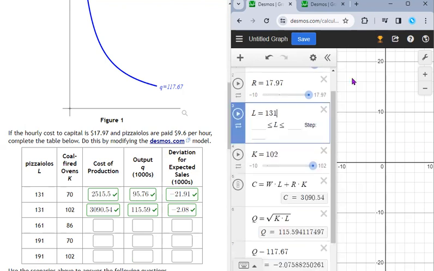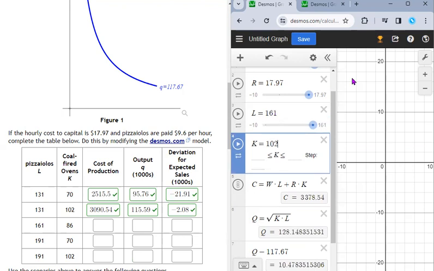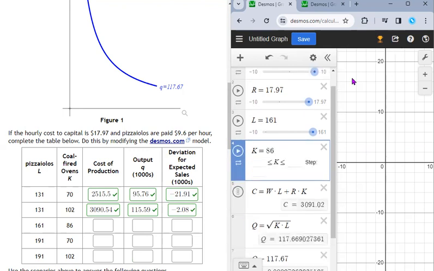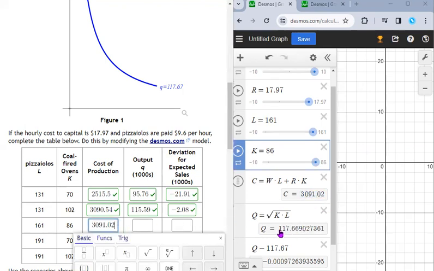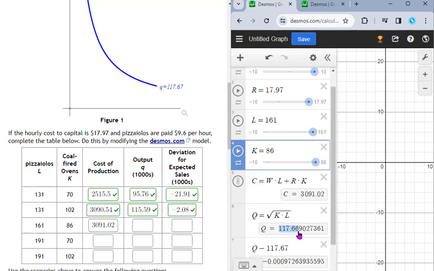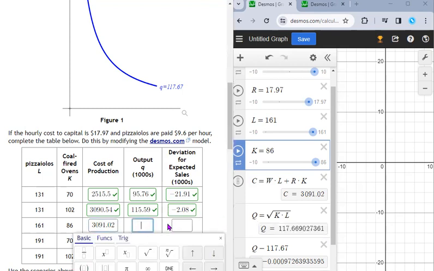Now let's change labor to 161 and choose capital to be 86. This will cost that amount, $3,091.02. Our output will be 117.67. That's a 9, so that makes that a 7. And we're just hitting our target, right? We're just hitting our target.